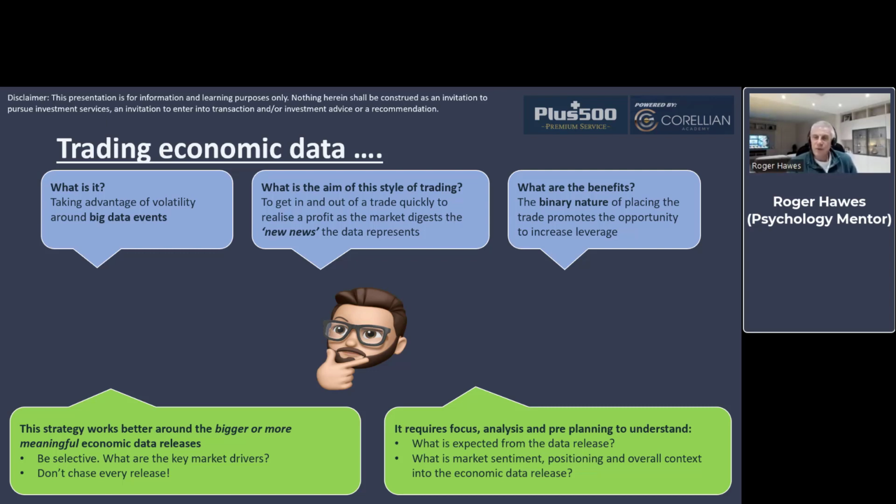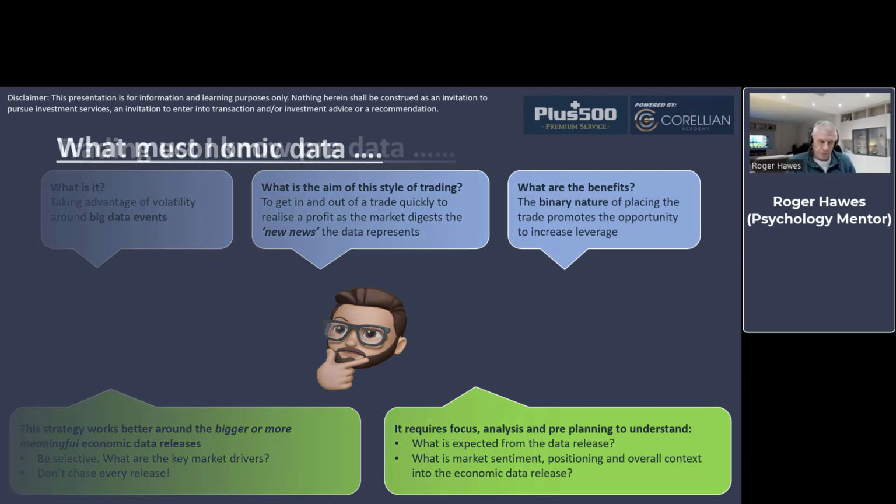does the market have the capacity to move further? The other side of it is, what is the overall context of this data release? What else is going on in the market at the time that could potentially take people's eyes away from this number and put more focus on something elsewhere? And hopefully I'll showcase both of these over the next couple of slides.